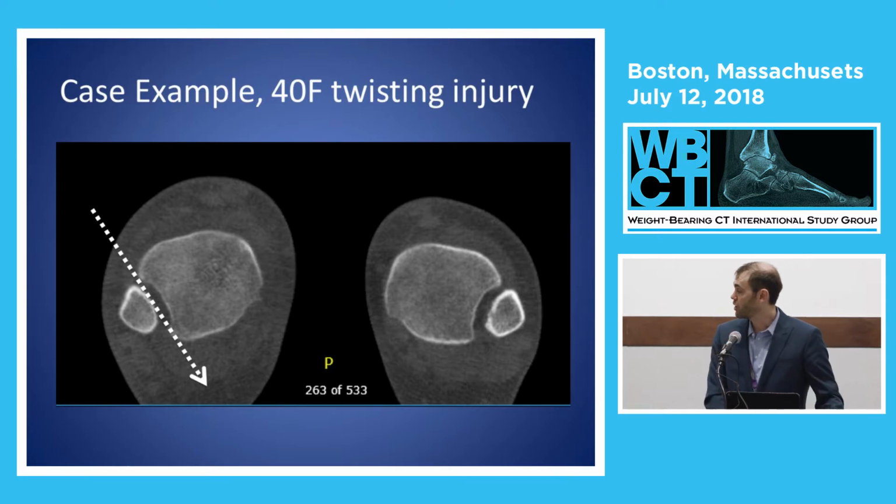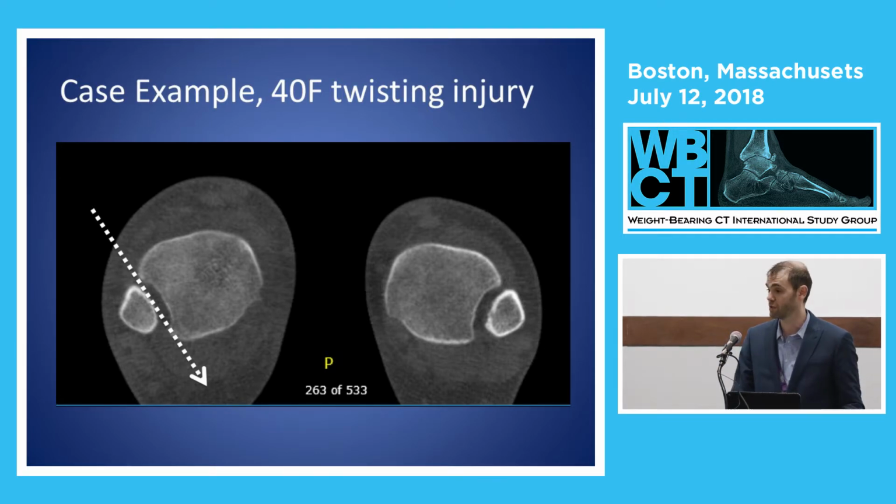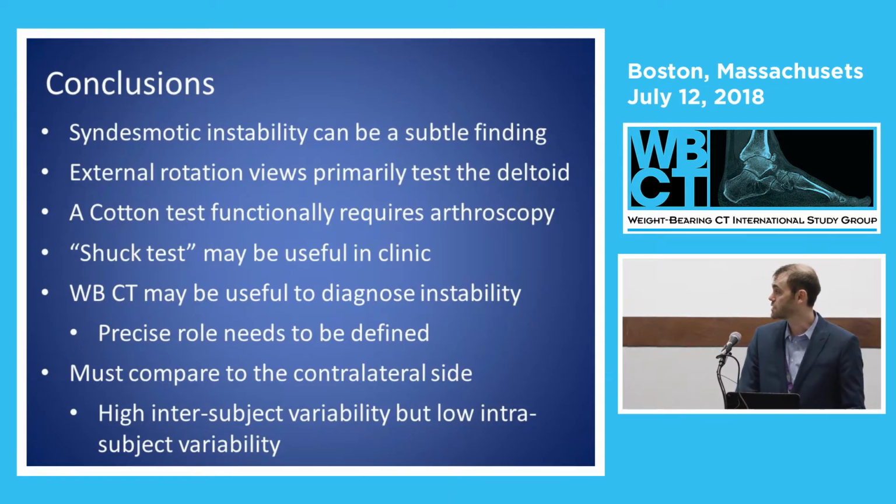And I bring up this arrow because this is why her incisura seemed narrow. Sometimes if you think about the beam catching it just right, you can see less overlap between the distal tibia and fibula. And so in summary, I think syndesmotic instability can be a very subtle finding.